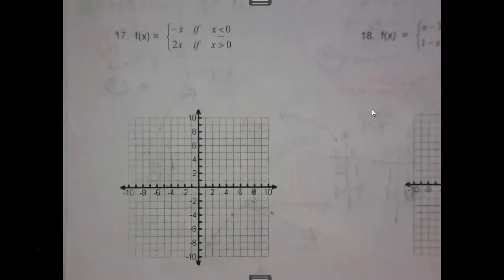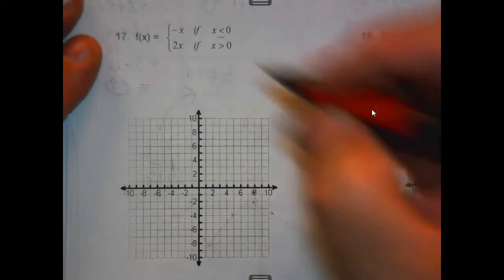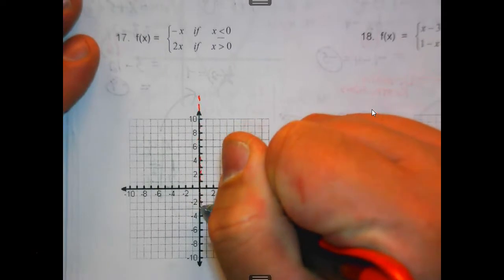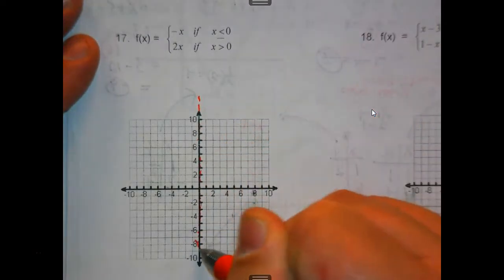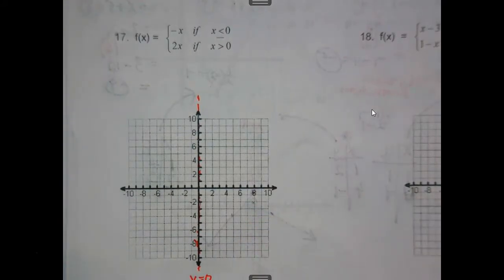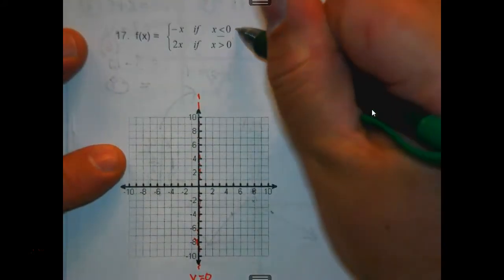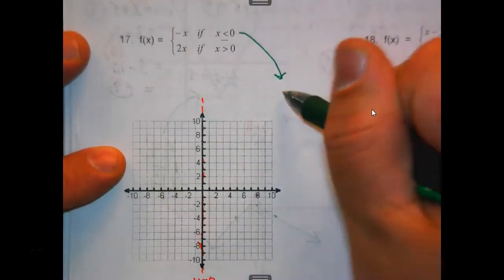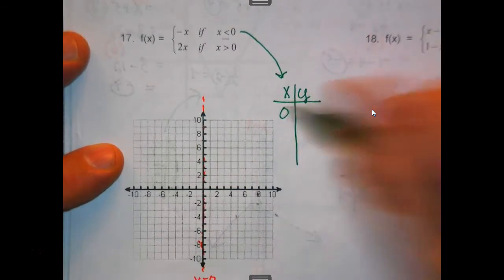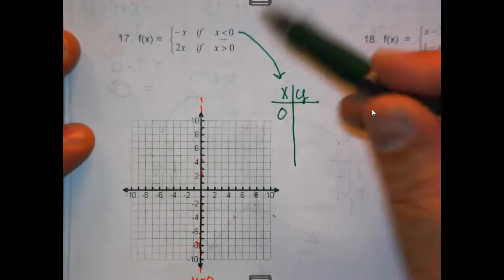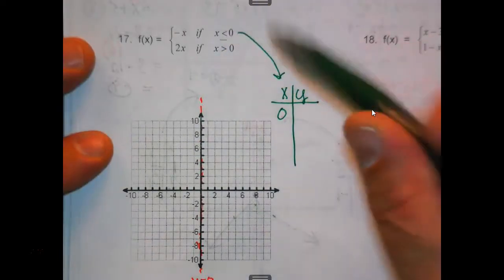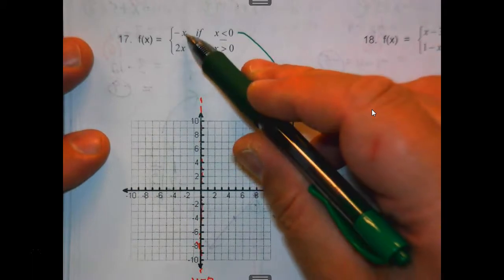Sheet 17. What's my boundary line? X equals 0. So it's the y-axis. That's x equals 0 is my boundary line. Okay, I need 2 charts. Start with the boundary line limit, which is 0. I think the greater sign is with the top one. So if I plug in 0 for x, what do I get?